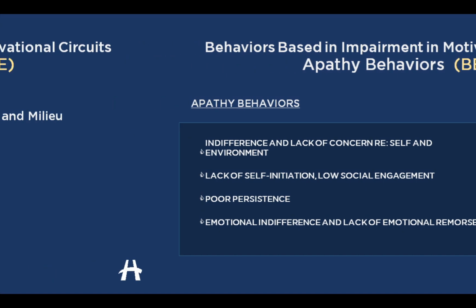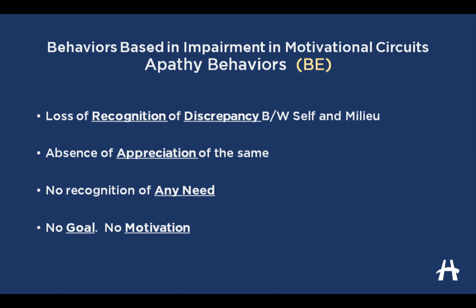So, go back to the basics. If goal-directed behaviors were because of impairment in motivational circuits, the impairment was that there was too much motivation. That's why they were busy beavers. Too much determination. Here, because there is impairment, there is absence even of the ability to recognize that discrepancy. So there is loss of recognition of that discrepancy between self and environment. And the best example you all know is people who don't want to take a bath. And yet, they will tell you they're fine, they're clean. Because they don't see that.